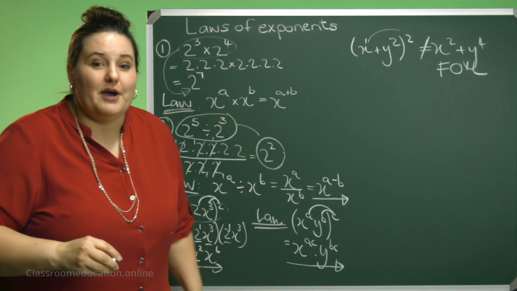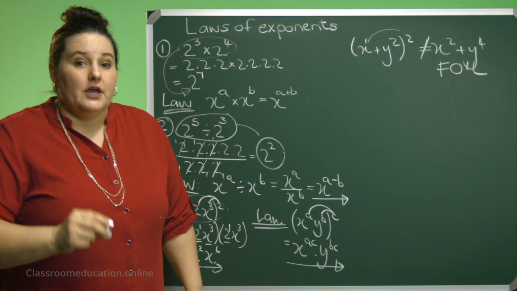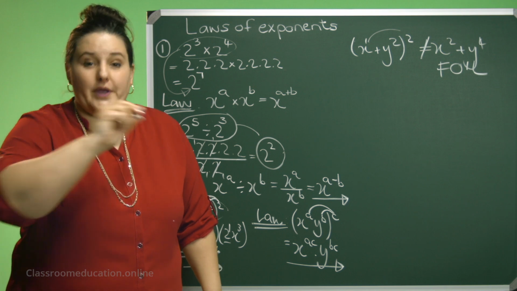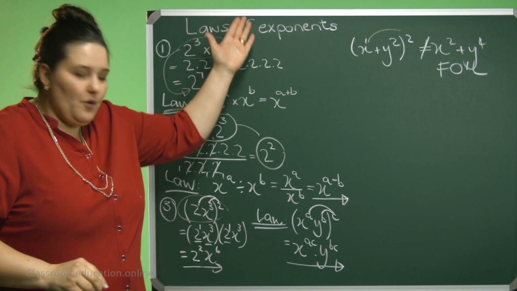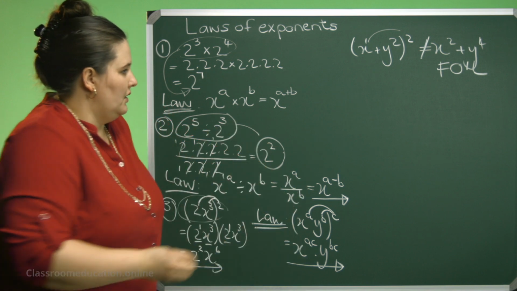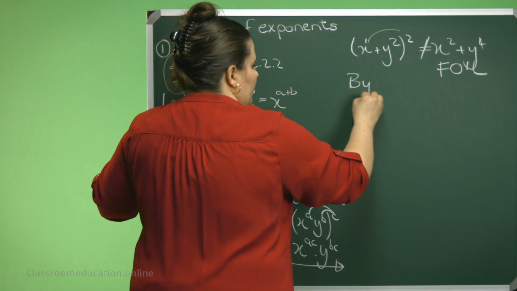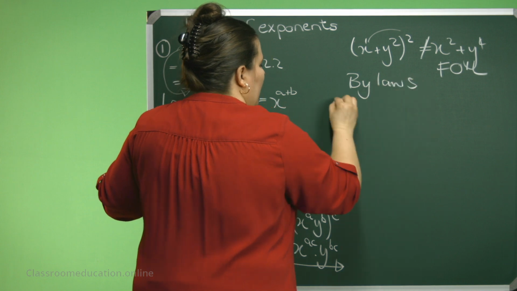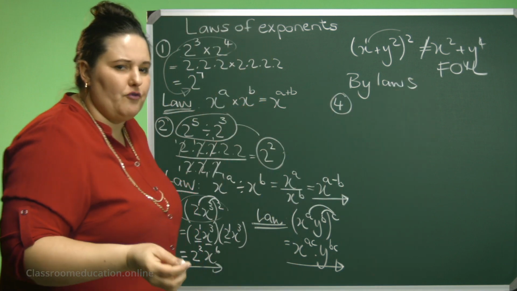If you can't remember, go back and watch that video. Then you do it according to FOIL. Right, so now we have our 3 laws. Let's get to the bylaws. Okay. I will keep numbering. Let's make it number 4.